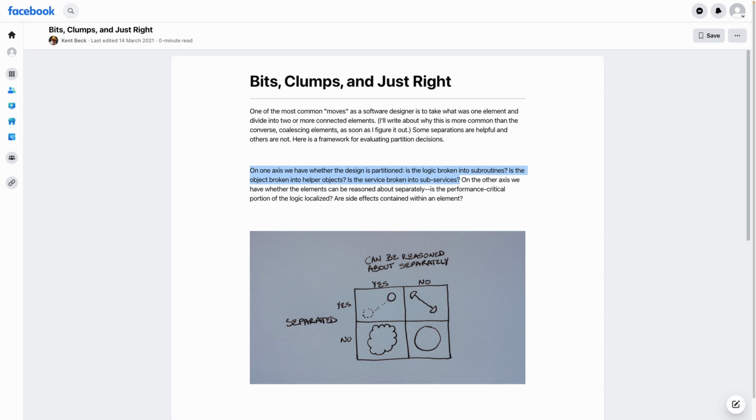On the other axis, we have whether the elements can be reasoned about separately. Is the performance critical portion of the logic localized? Are side effects contained within an element? So that's the other axis up here. Can be reasoned about separately, yes or no.